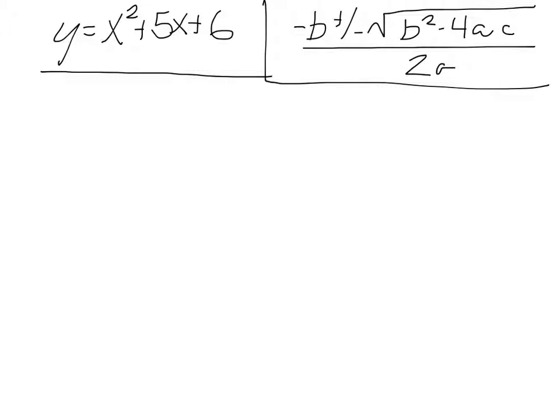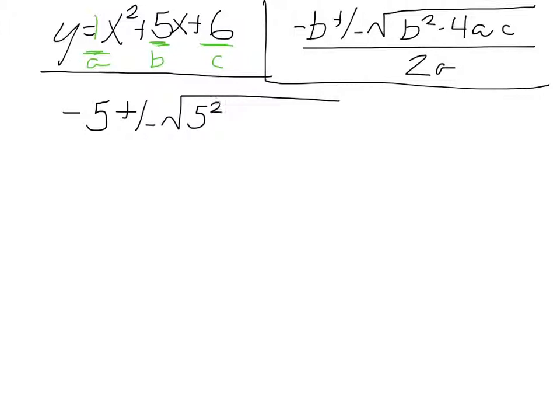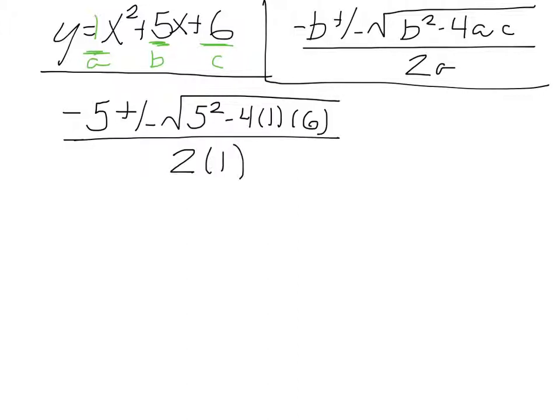So what do I put in for a, what do I put in for b, and what do I put in for c? It looks like a is 1, b is 5, c is 6. So I'm able to enter that directly into my formula. I'm going to do negative b plus or minus the square root of b squared minus 4 times 1 times 6 all over 2 times 1. Okay, so I'm going to simplify that. I'm going to have x equal to negative 5 plus or minus the square root of 1, because 5 squared minus 4 times 1 times 6 is just 1. And I do all of that over 2.